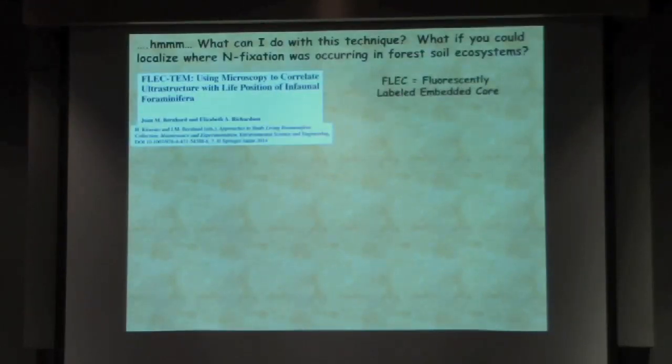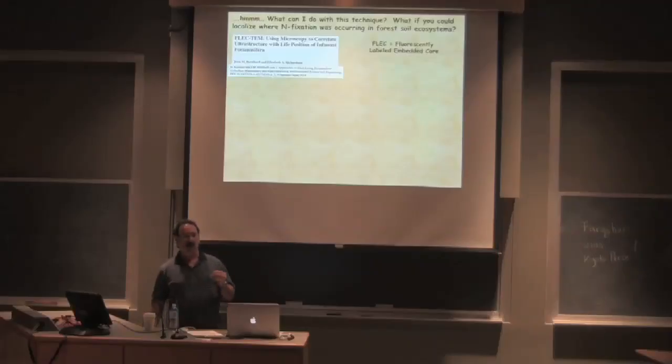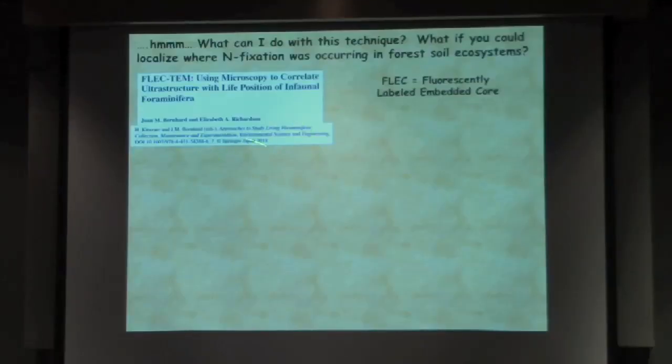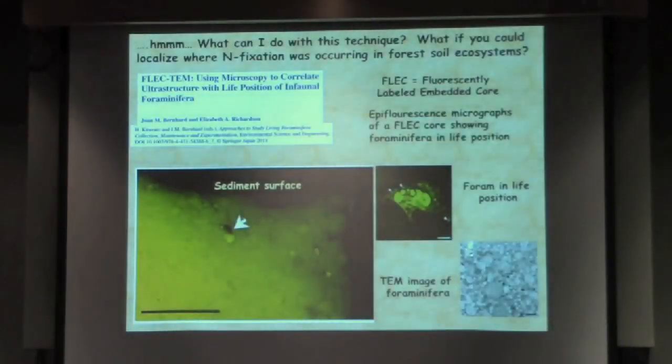One of my colleagues, Joan Bernard, had developed this technique for looking at marine cores, taking sedimentary cores and looking at life position of organisms within a sedimentary core and their interactions using a thing called fluorescently labeled embedded cores, FLEC. She published this in a book. The idea was that you take a core and you can stain it. You can look at it with epifluorescence after you've embedded it in plastic. You can see organisms, this is a foraminifera in the sediment, and you can do TEM images of the samples themselves.